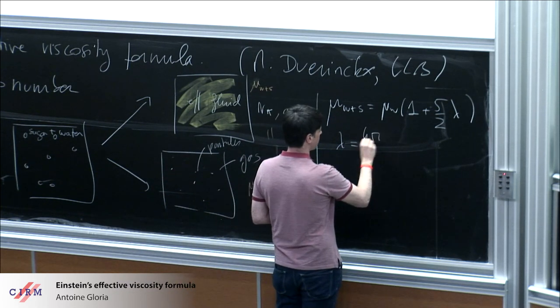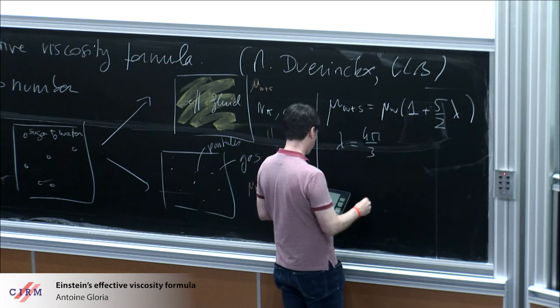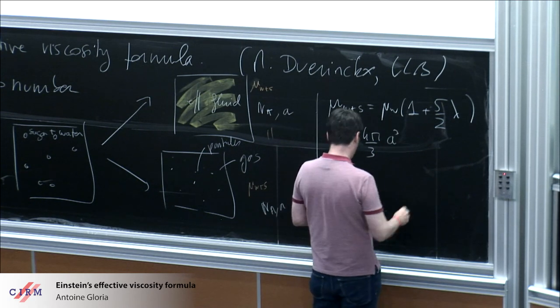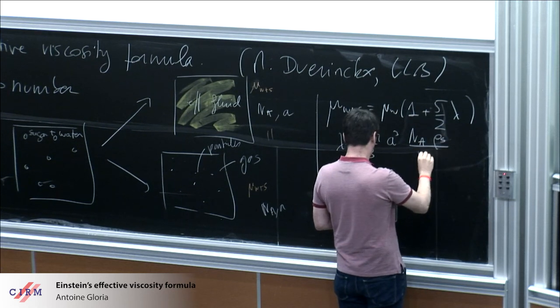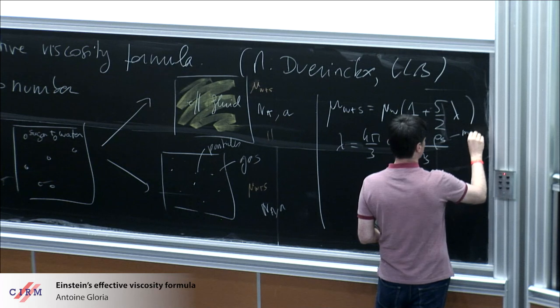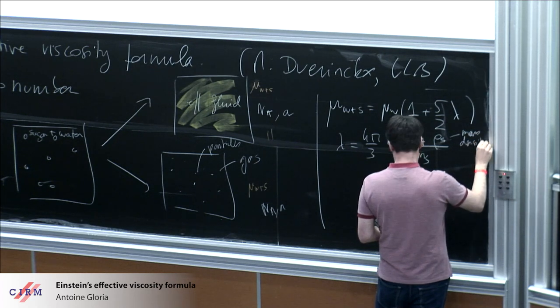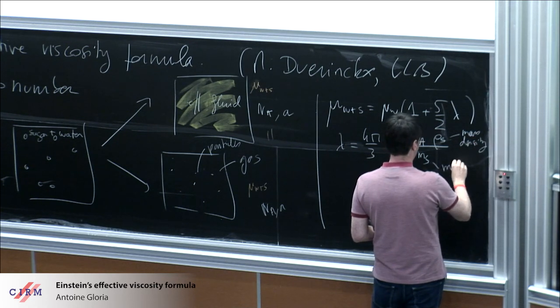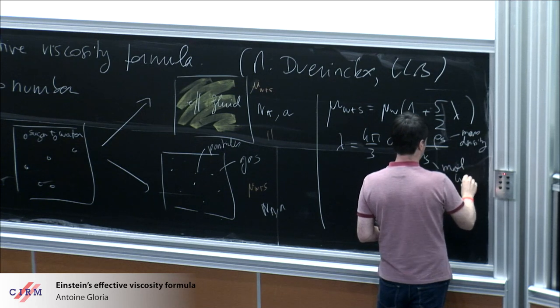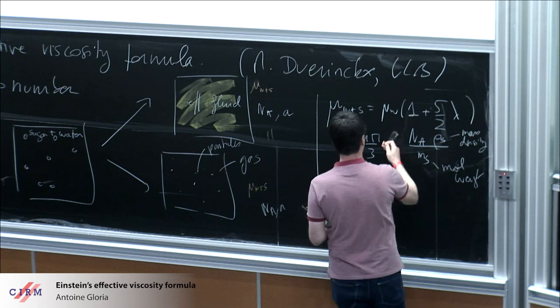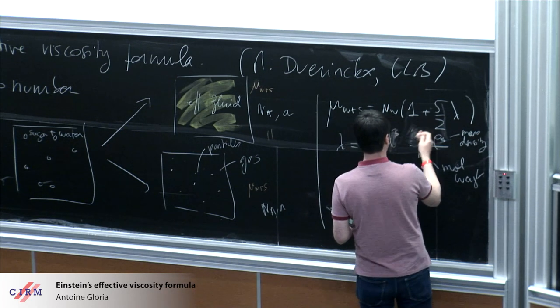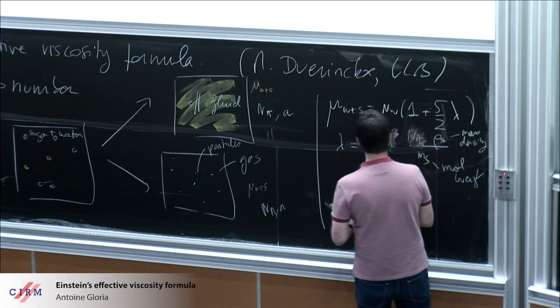Which you can write as, so that's in 3D, of course, the radius, then the Avogadro number, that's the mass density, and that's the molecular weight. So these are the two unknowns, this A cube and this Avogadro number. That's the two things people didn't know.